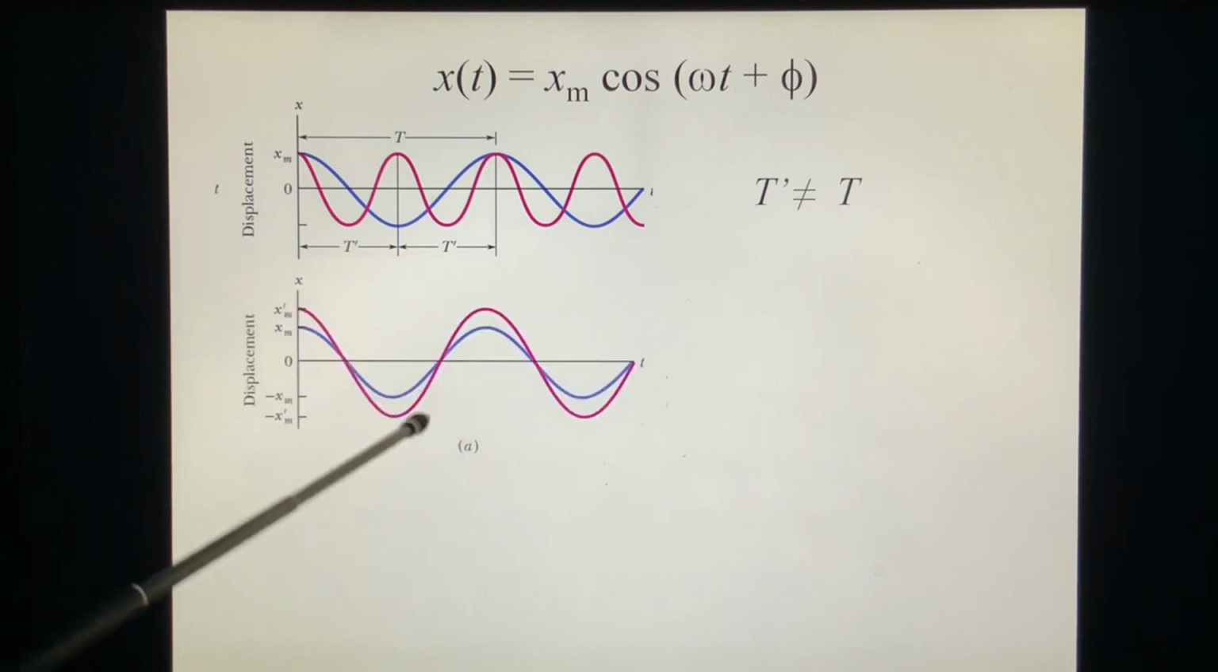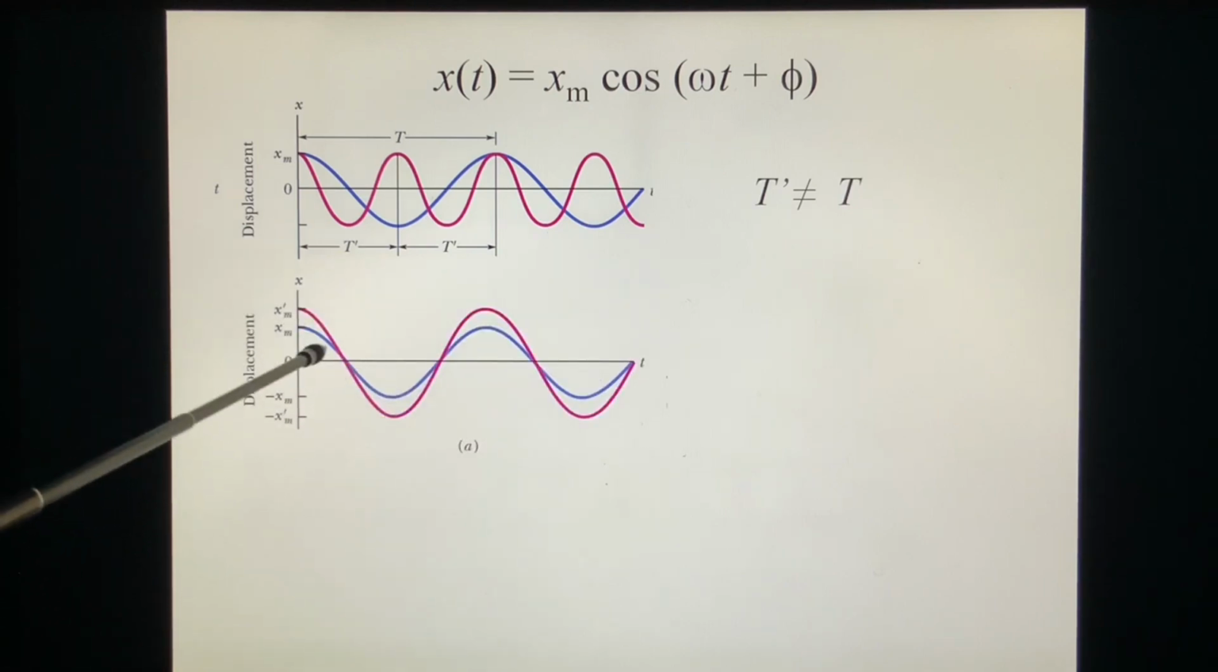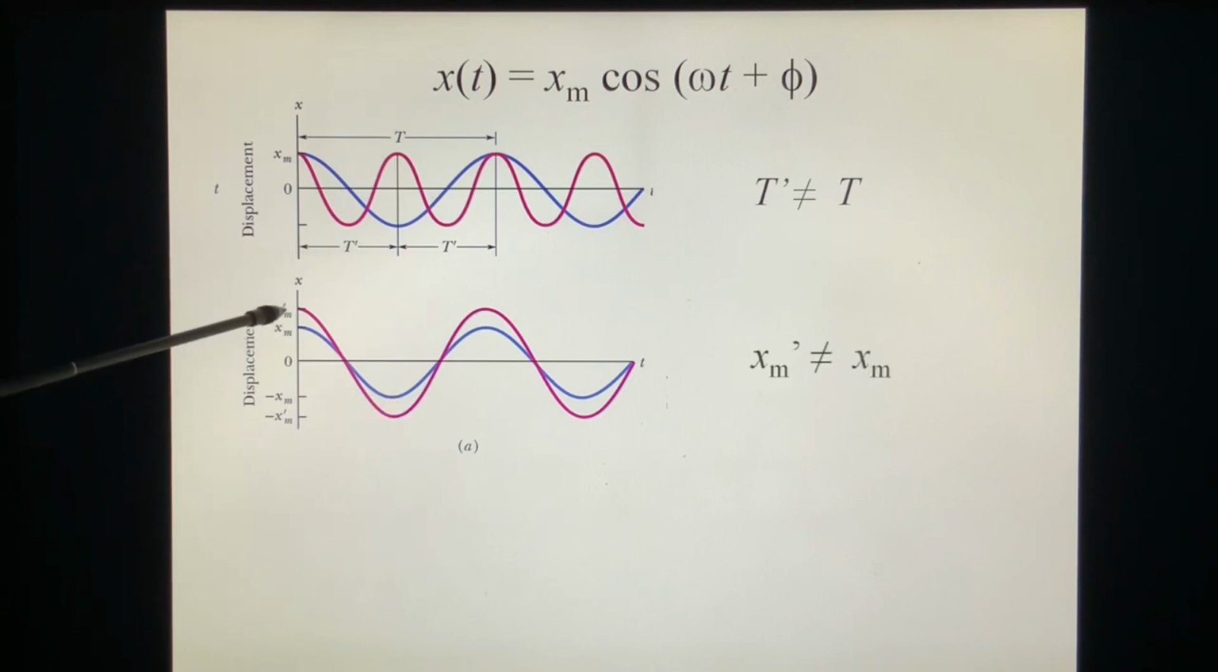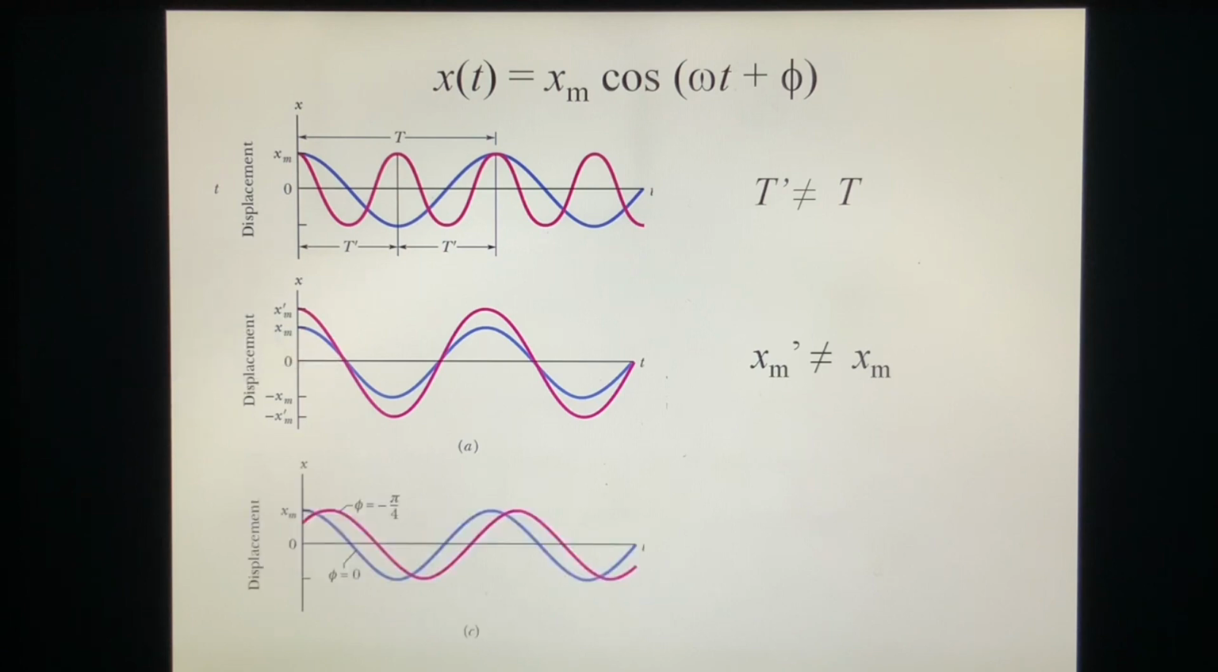For these two lines, you see the periods are the same. Okay, maximum to maximum, minimum to minimum. But the amplitudes are different. This is xm, xm prime, they are different. Look at these two: they have the same period and same amplitude, but one is shifted a little bit horizontally because of phi. So the initial phase is different.